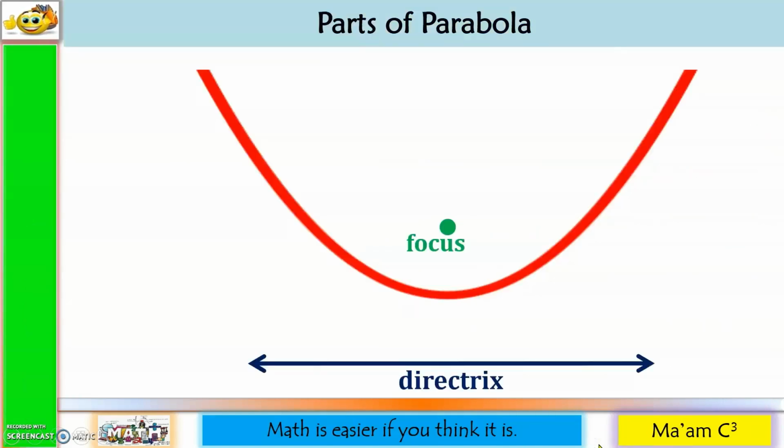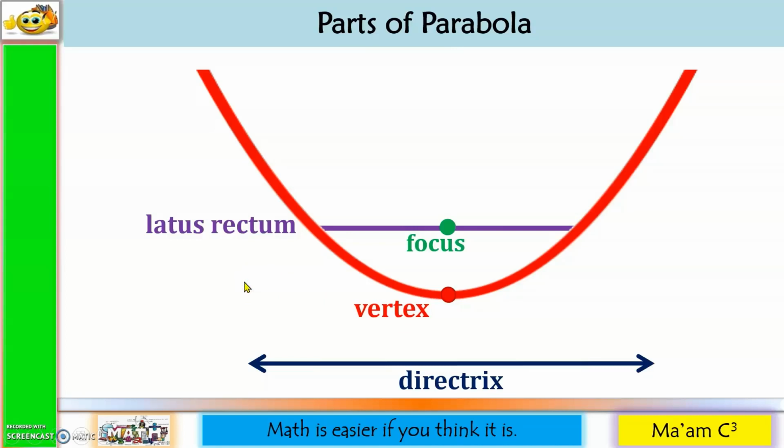Parts of a parabola. Aside from the focus and the directrix, there are other parts of the parabola. The turning point is called the vertex. This is where the change occurs. So from going down to going up, this is the vertex. And then, draw a line that passes through the focus and is parallel to the directrix. This is called the latus rectum.